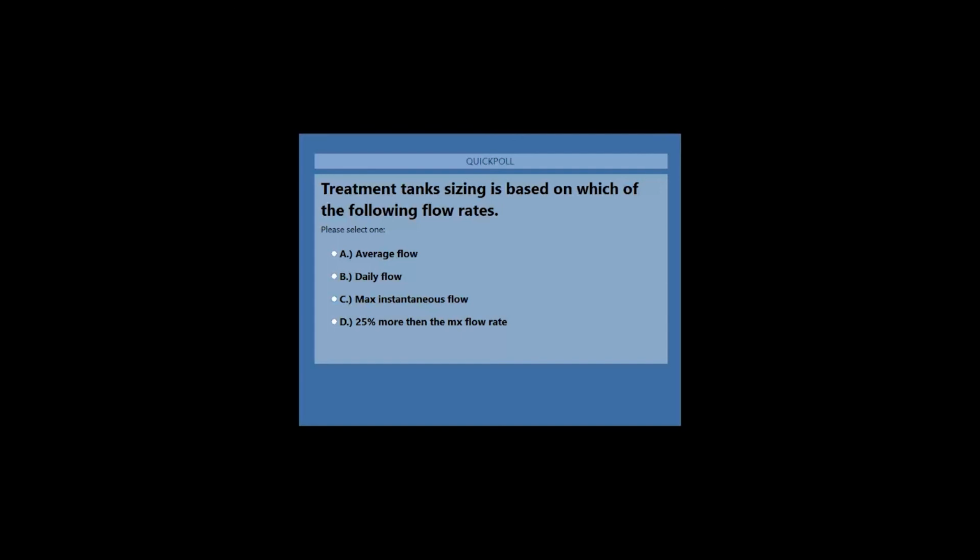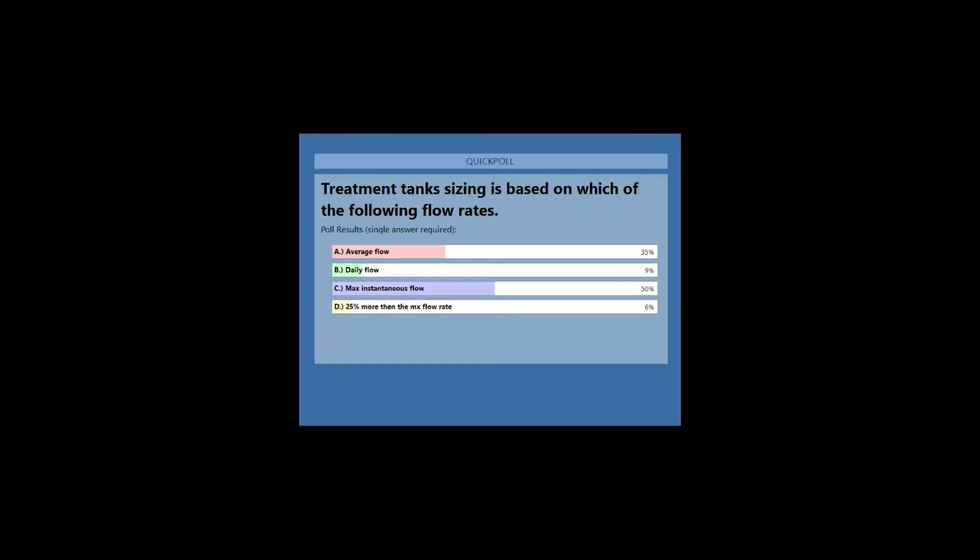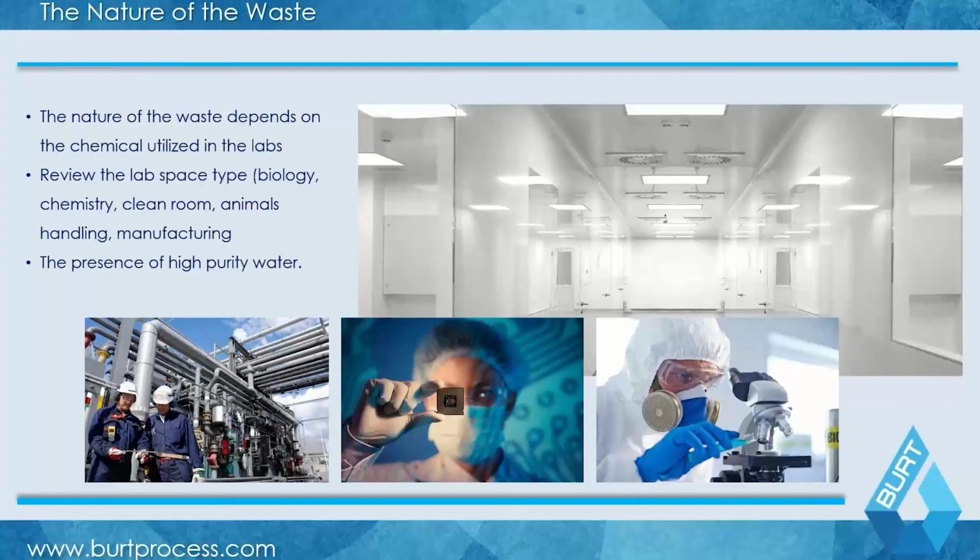All right. This poll highlights where we're going with the presentation at this point, because it addresses what is the basis for sizing, from a flow standpoint, a pH neutralization system. And for those of you who reviewed, the answer is obviously the maximum flow rate. That segues into what we're talking about, which is the second part: in addition to just looking at the maximum flow rate coming into our system, what other aspect comes into sizing and pH system design? That's really the nature of the waste.